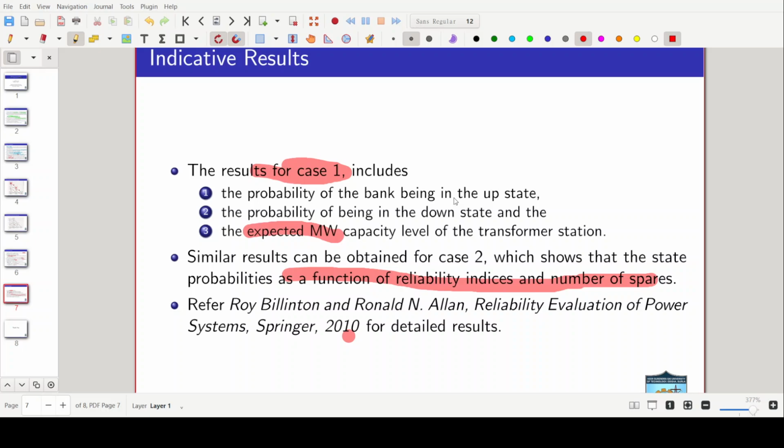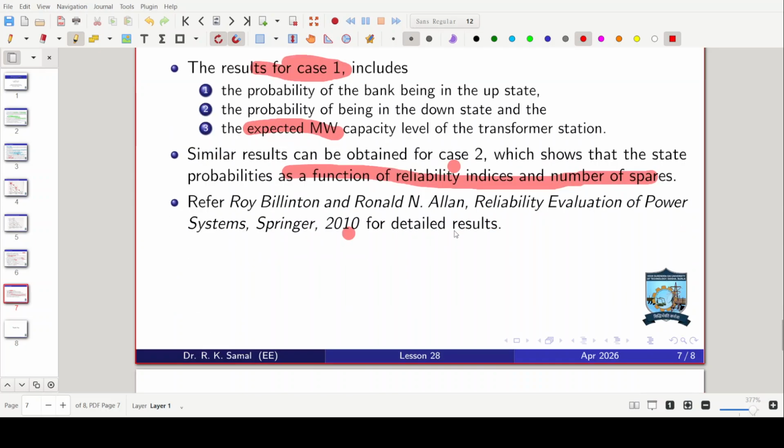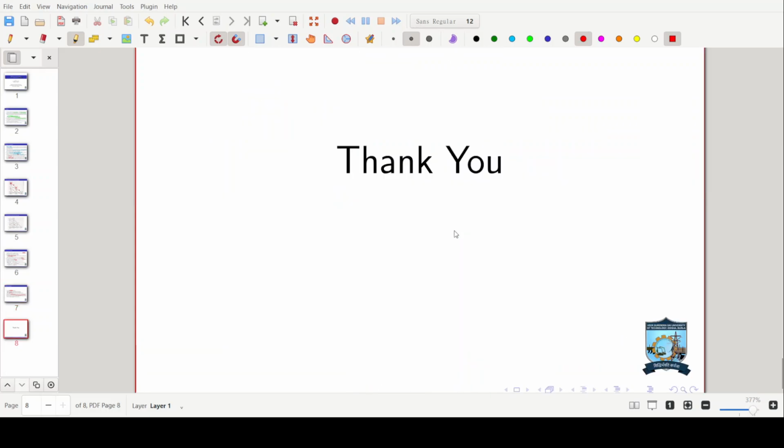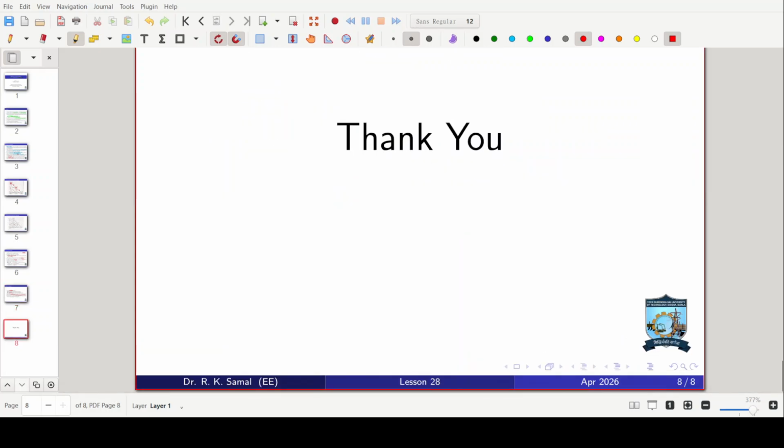Now in lesson 28 we have understood the fact that the availability of the spares will dictate what is the output of a particular power plant, and we saw an indicative example of a 100 megawatt generating station with a bank of transformers. Okay, so the only thing that is left out of this plant and station availability is the protection system availability, which we will see in lesson 29 tomorrow.